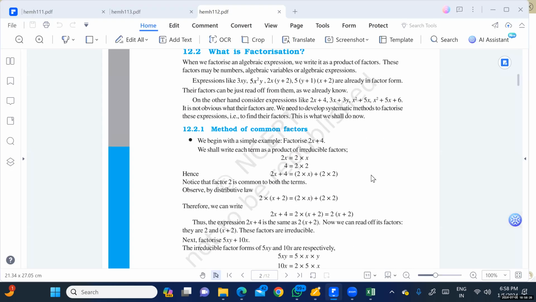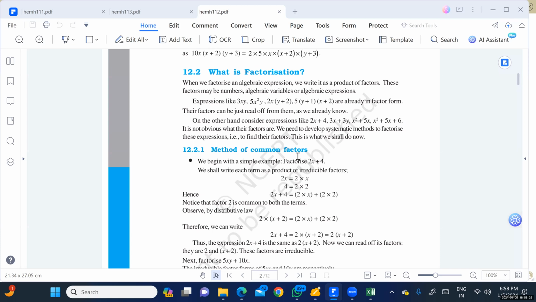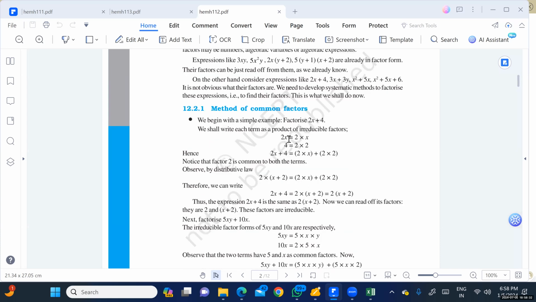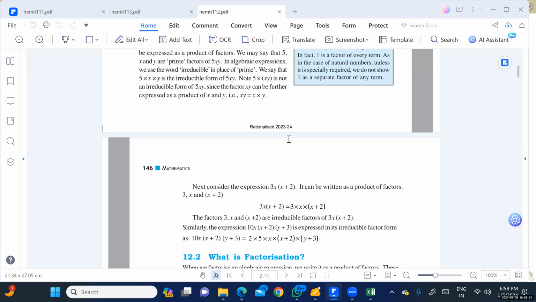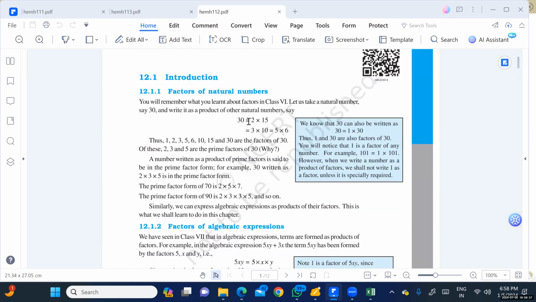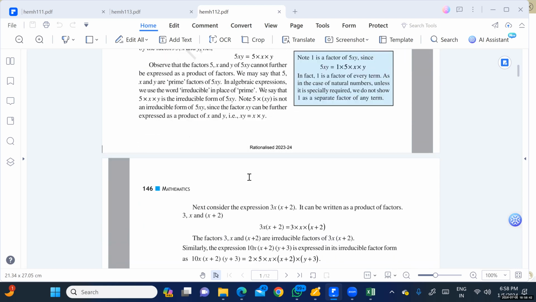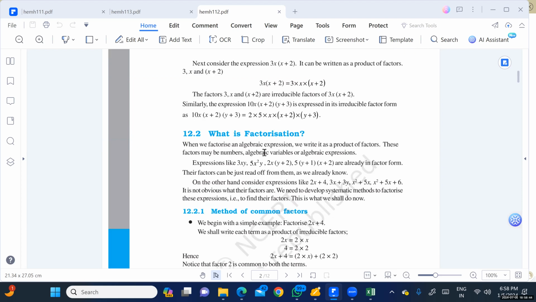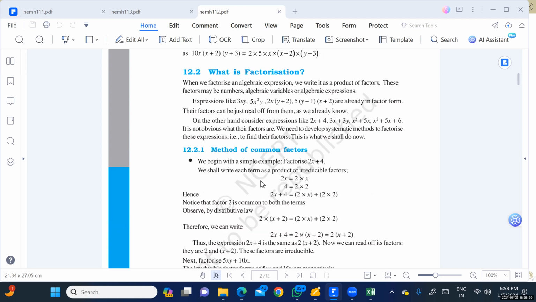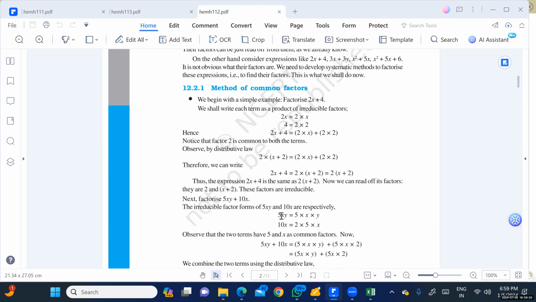Now take your notebook and do this yourself. This one. This one. No, first you will do this one. Take the factor of 30, take the factor of 70, up to the prime factor, and take these two. This one, method of common factors. Factorize this one, factorize 30, factorize 70, factorize this, and also factorize this one.